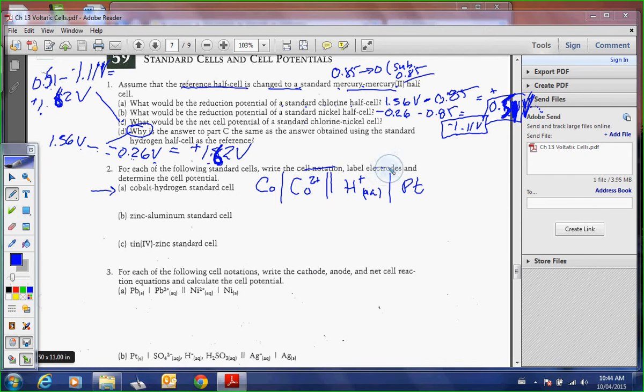Now label the electrodes. So figure out which is your strongest, oh, it wants cathode anode. And determine the cell potential. Can you do that on your own now?